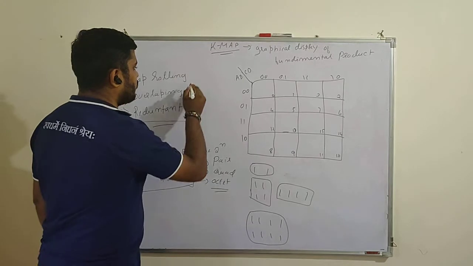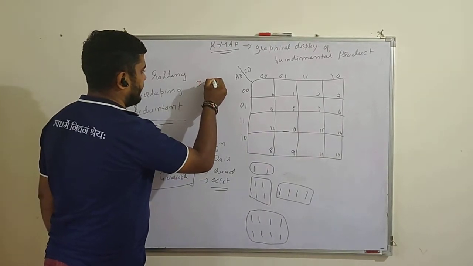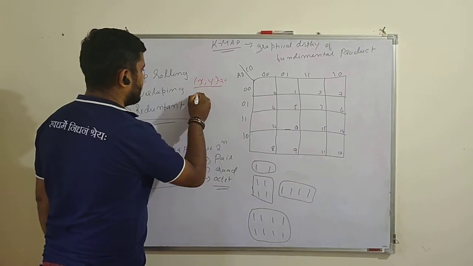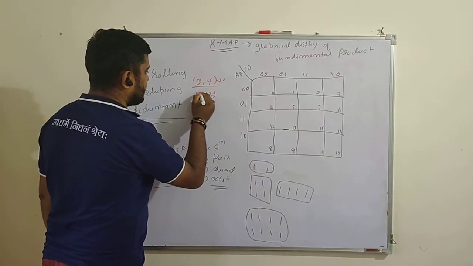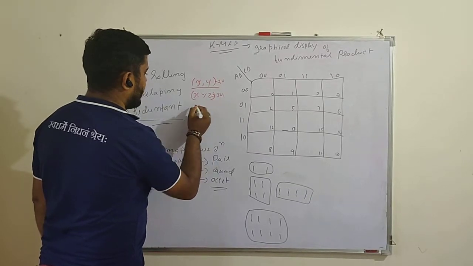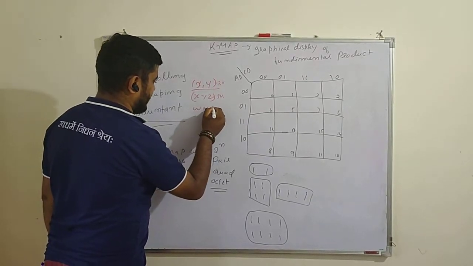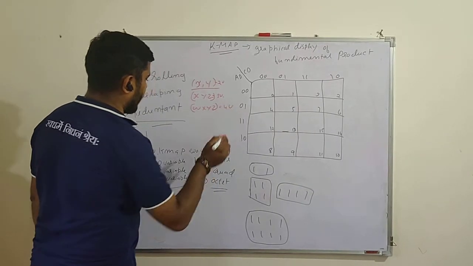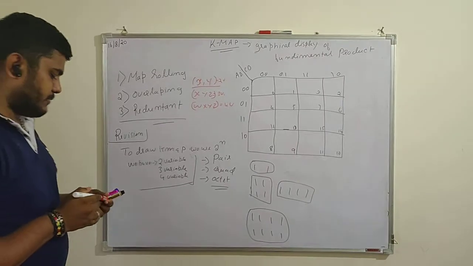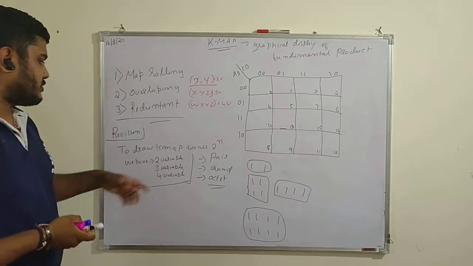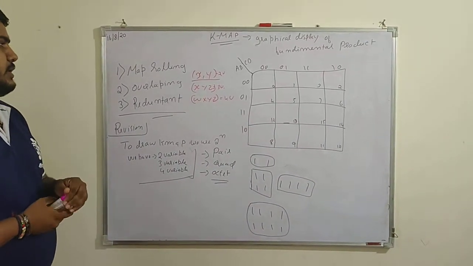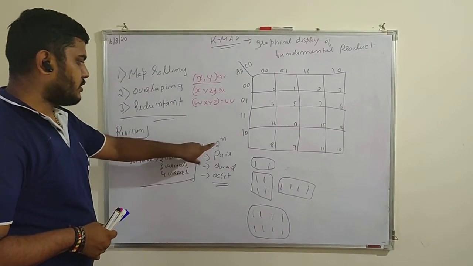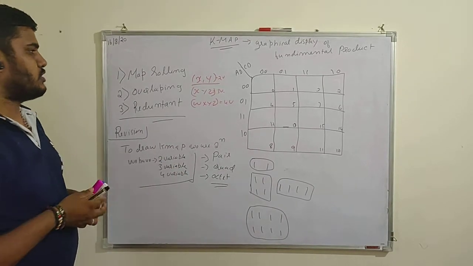Whenever you have two variables, x and y, this is a two variable K-map. Whenever you have three variables, x, y, z, it is a three variable K-map. When you have four variables, w, x, y, z, this is called a four variable K-map. So there are three types of K-map that can be drawn: two variable, three variable, and four variable. In a K-map, 2 to the power of 2 equals 4.